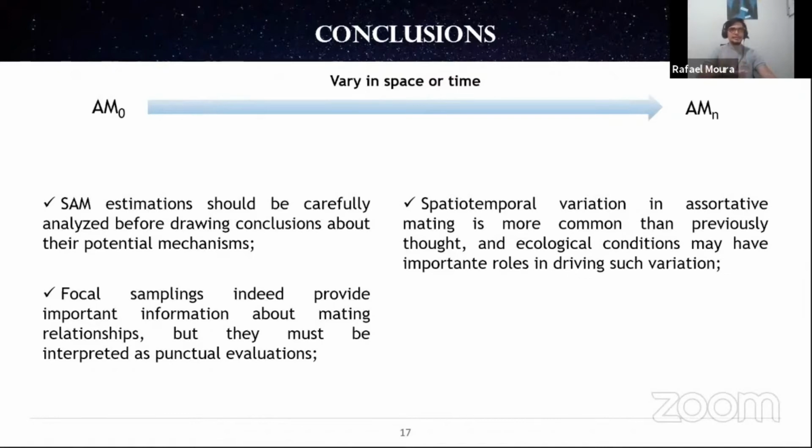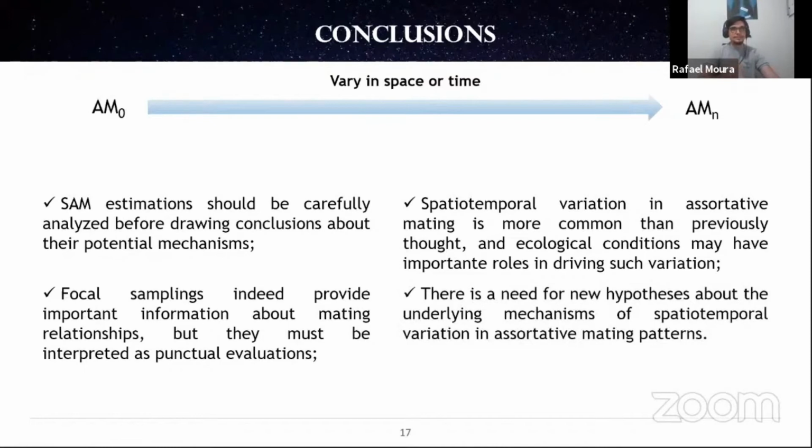So if in the same species we can find a variation throughout time or space, we should look for some ecological conditions that can affect such consistency or variation. This is especially important because there is a need for new hypotheses about the underlying mechanism of spatial temporal variation in assortative mating patterns. To date, we only have hypotheses that predict the occurrence or not of assortative mating, but no hypothesis available to explain how assortative mating should vary between populations or breeding periods.